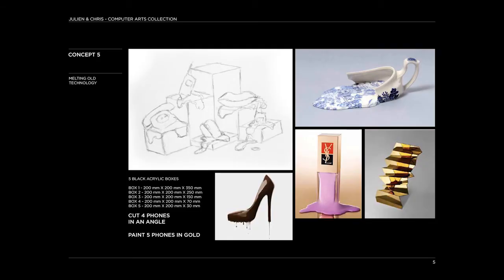So concept 5 is basically 6 black acrylic plinths at different heights. It's a bit like an Olympic podium, but there's no one on the first position. You've got all these phones from different eras, from the 60s, from the 80s, these iconic shapes. They're all painted in gold on this black acrylic background, and they're melting. The top one is not there yet because we don't know what the next technology is.